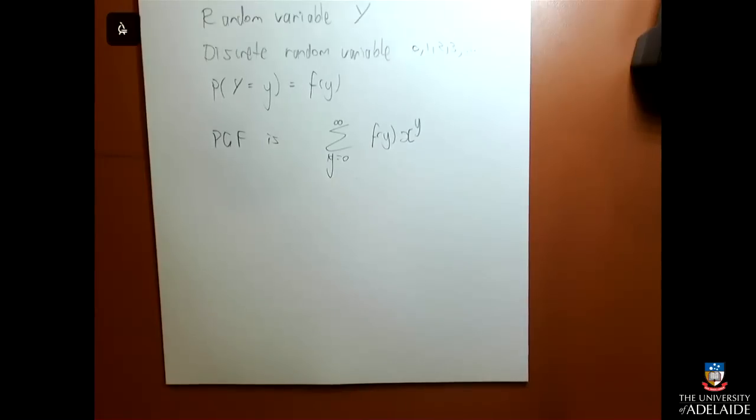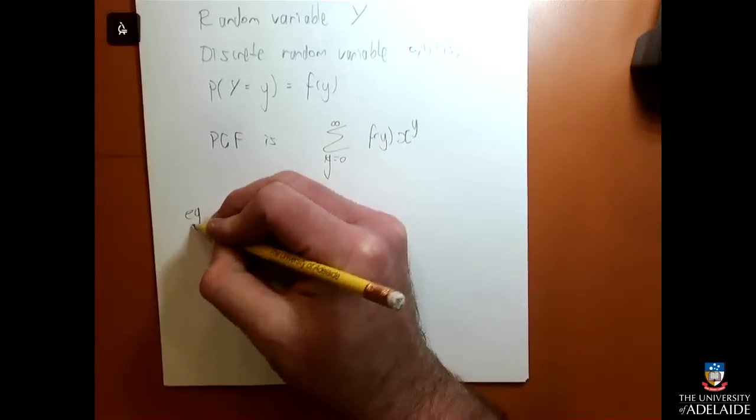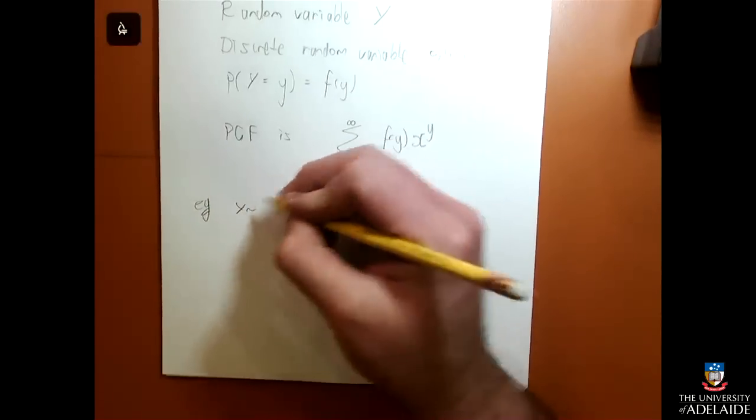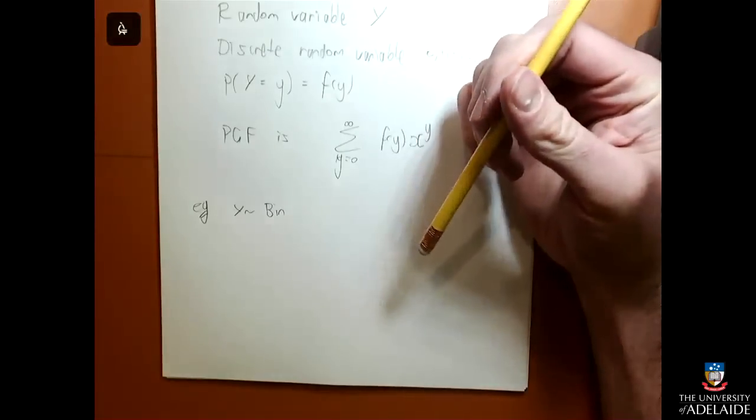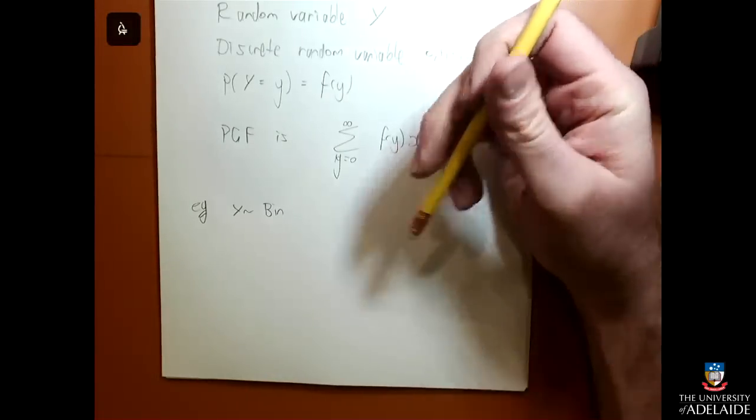I feel like I need an example. How do you do binomial? Is it B-I-N or just B? Okay.